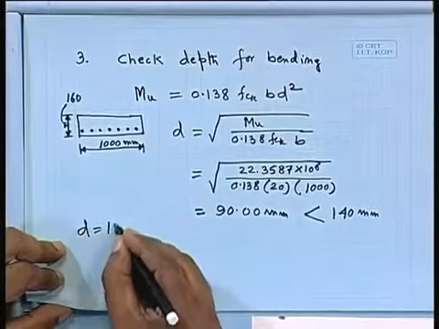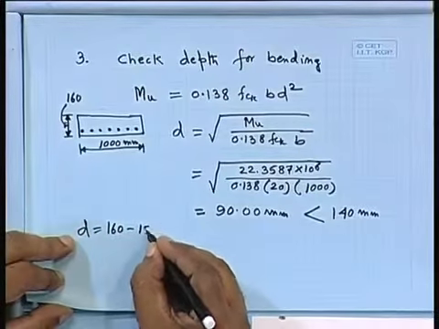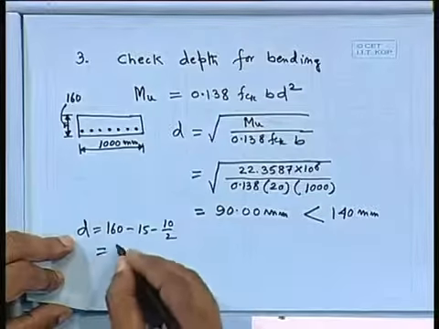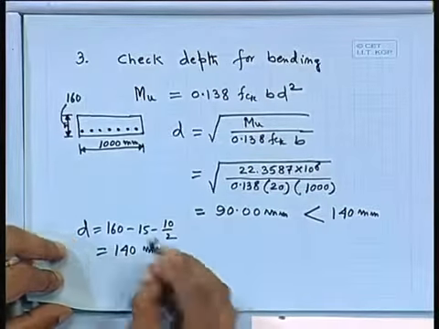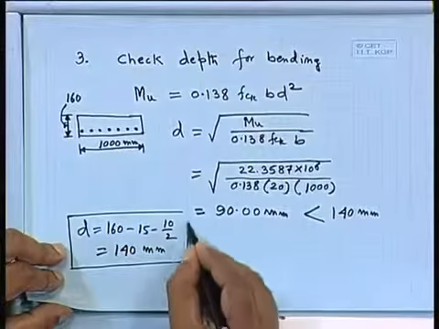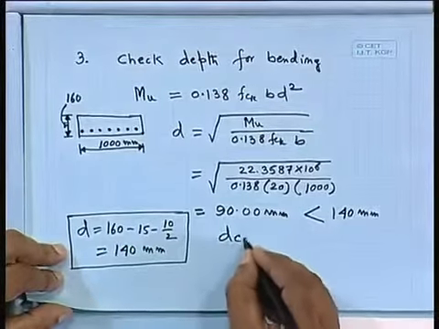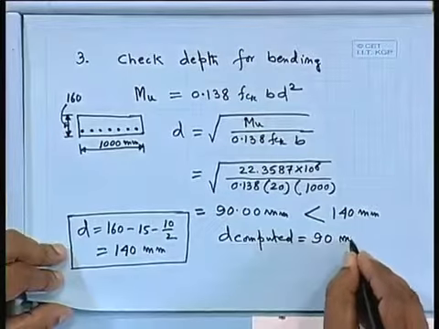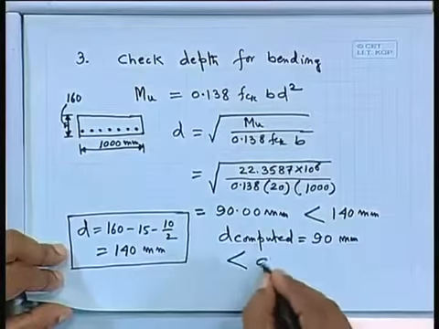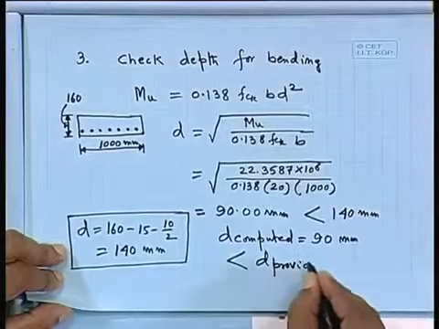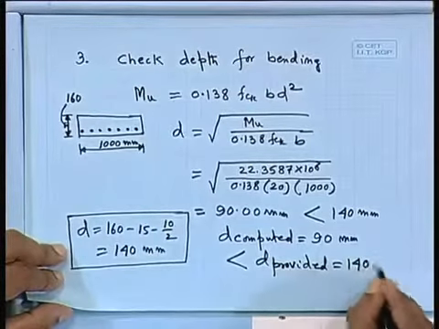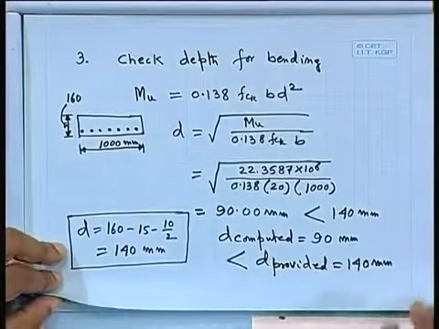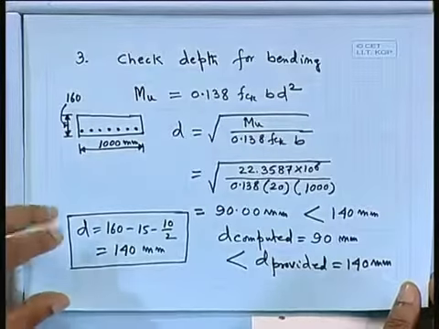So, d equal to 160 minus 15 minus 10 by 2, which comes as 140 millimeter. This is the one that we are providing. So, to make it clear, d computed equal to 90 millimeter, less than d provided equal to 140 millimeter. It is quite high of course, but anyway we shall come back again. So this check is all right, but not economic.